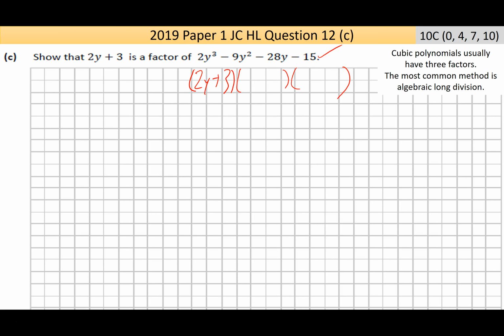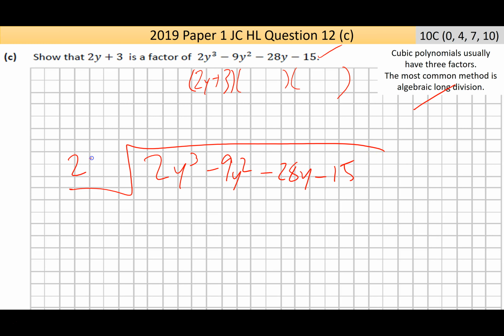The way I suspect this is probably easiest to do would be to do it by long division. So you're going to long divide. So you have your big equation 2y to the power of 3 minus 9y squared minus 28y minus 15. And you're dividing in the factor 2y plus 3. So this is a fairly standard method, okay? And I'm going to basically go through it now. Now, it's not something I do very often.